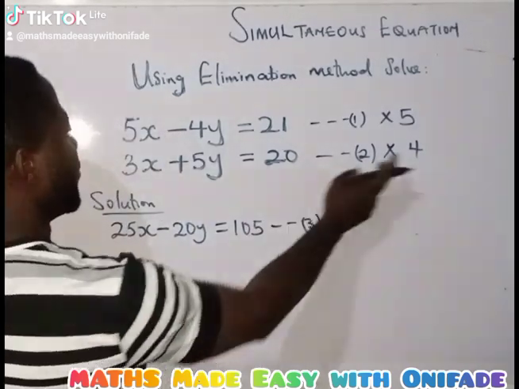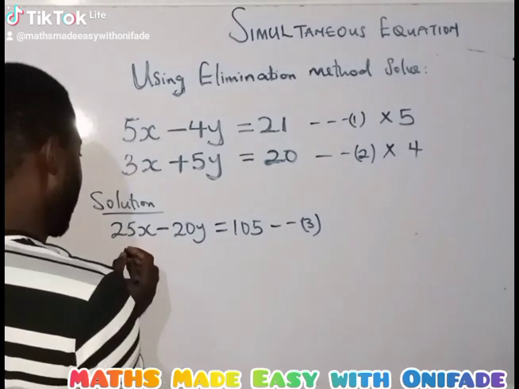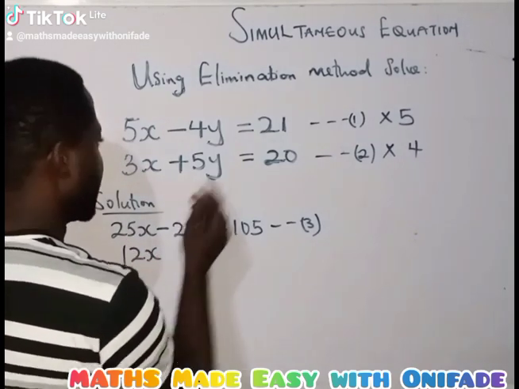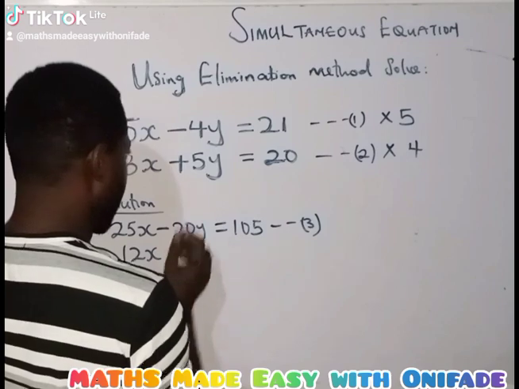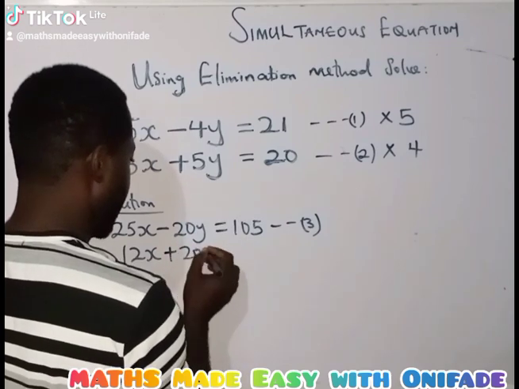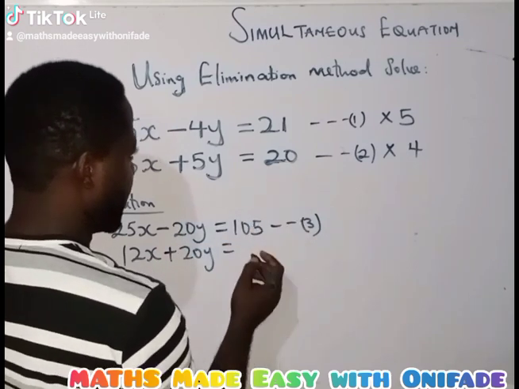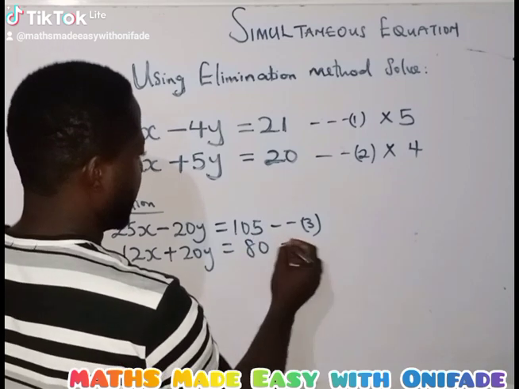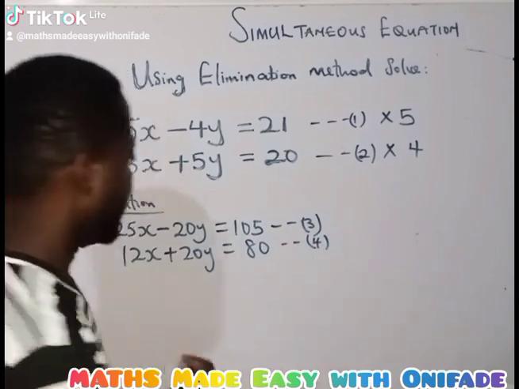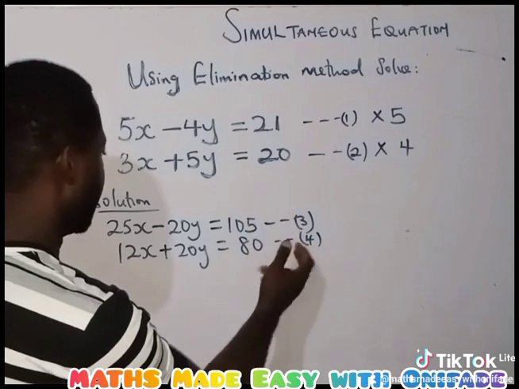Now, the next thing, 4 times 3x, that's going to give us 12x. 4 times plus 5y, that is plus 20y, equals to 4 times 20, that's going to give us 80. Equation 4. Now, next thing to do is to add equation 3 and 4 together.